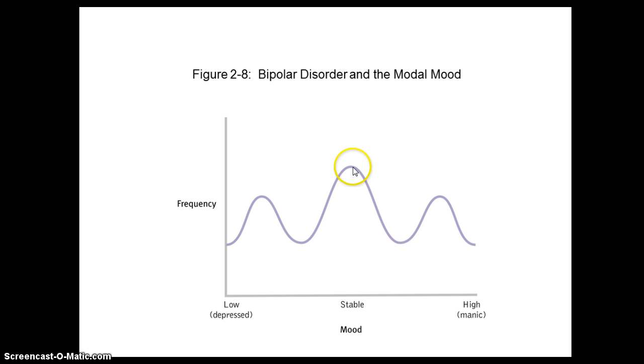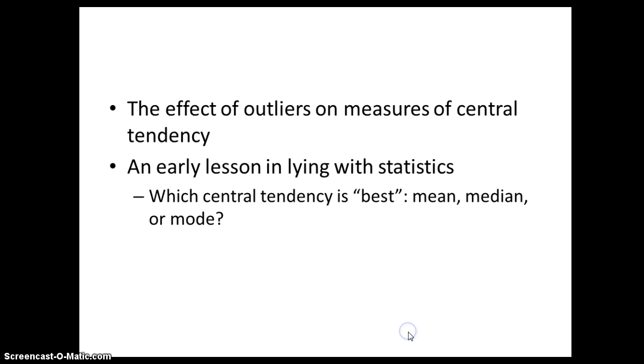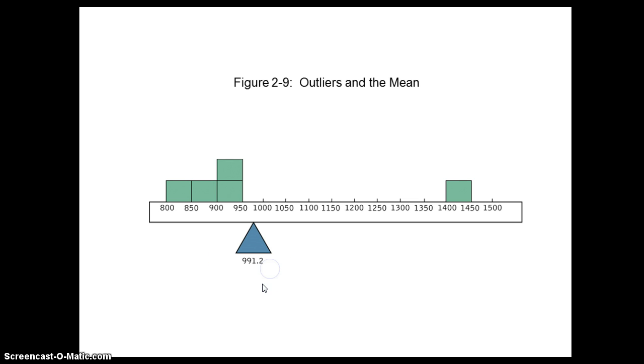And so even though we have a single mode of stable, it doesn't really accurately reflect our data because there are quite a few days where people tend to have depressed moods and where they have high moods. So we need to have an understanding of how these outliers affect central tendency. And what it really comes to is which type of central tendency is the best? Which one should we use? The mean, the median, or the mode?